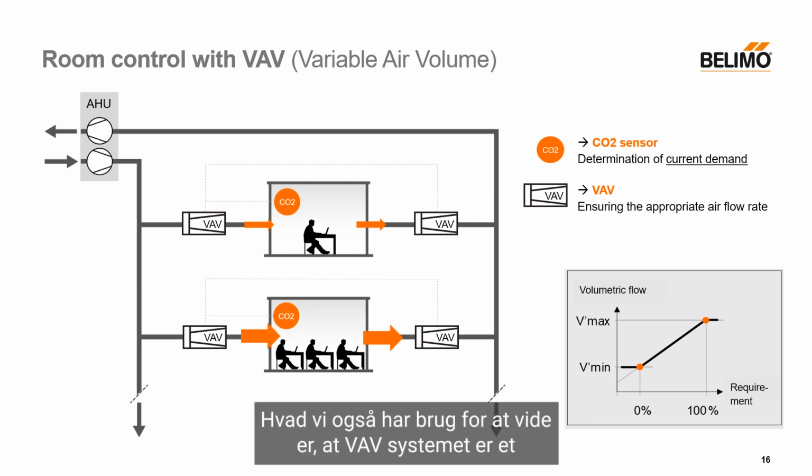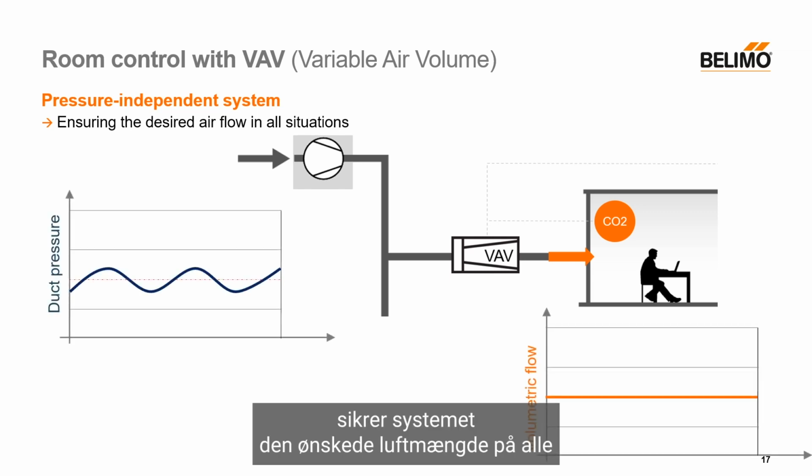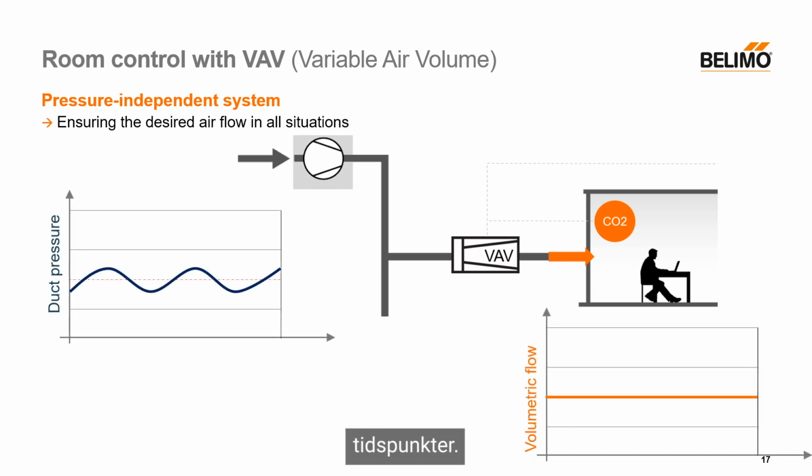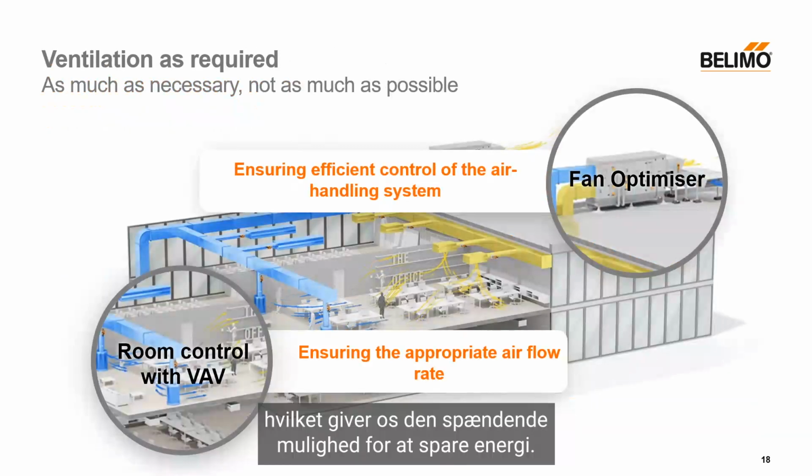What we also need to know is that the VAV system is a pressure-independent system. Despite pressure fluctuations in the channel, the system ensures the desired air volume flow at all times. The points just mentioned are the basis for the optimized fan control, which gives us the exciting opportunity to save energy.